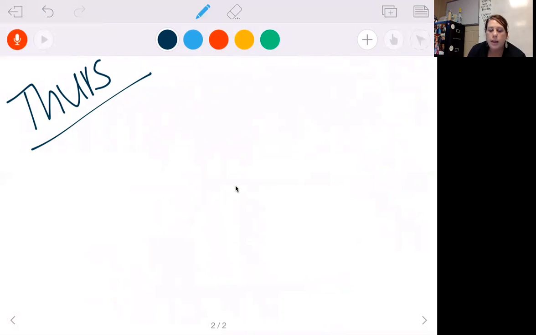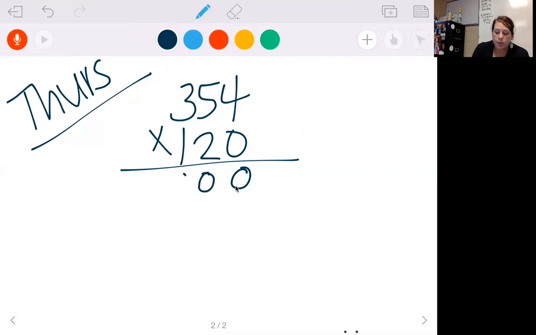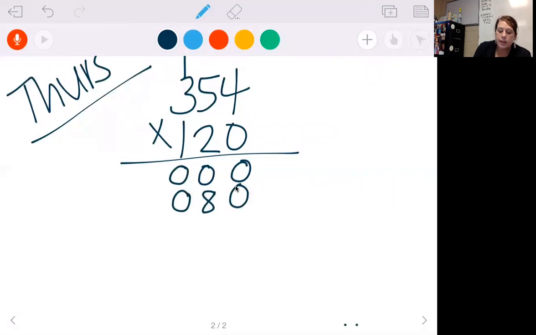First one makes it pretty easy because we're multiplying by 0. So 0 times 4 is 0. 0 times 5 is 0. 0 times 3 is 0. Pretty simple. Placeholder 0. 2 times 4 is 8. 2 times 5 is 10. Put the 0, carry the 1. 2 times 3 is 6, plus that 1 we carried is 7.